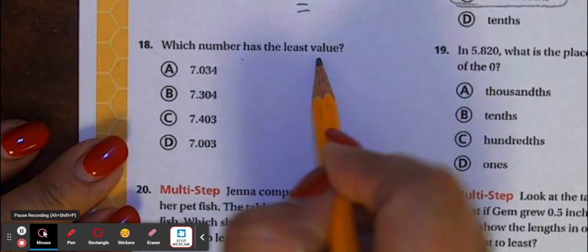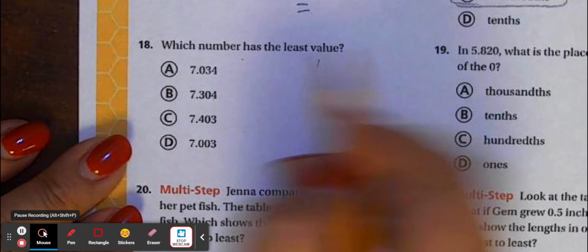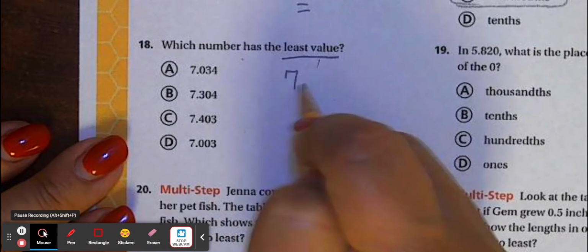Which number has the least value? Okay, which one is the smallest value? So now I'm going to stack it.